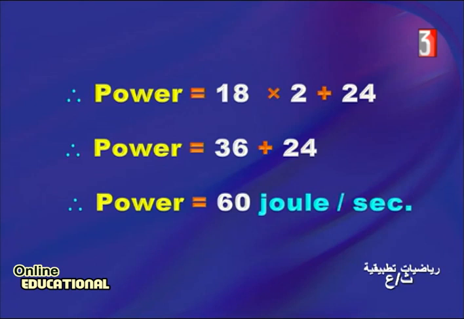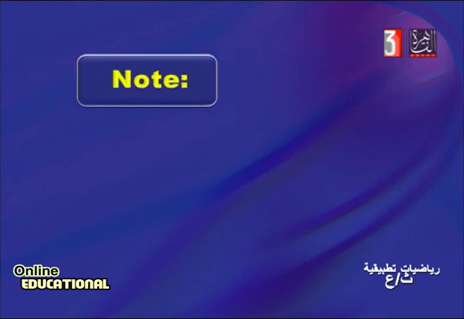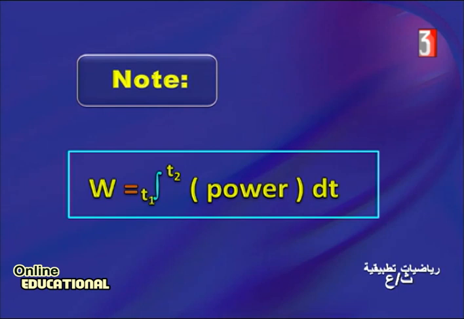Now, dear students, we have a very important note. What is the relation between the work and the power if the power is variable? The work equals the definite integral of the power with respect to time from t1 to t2. Let's have an example on this note.